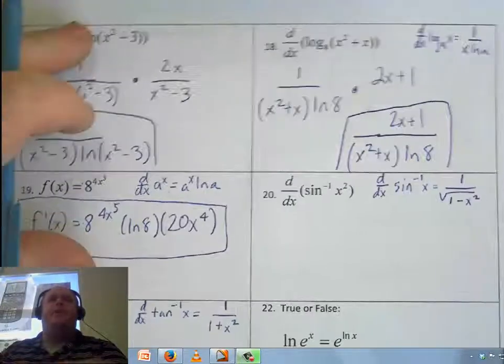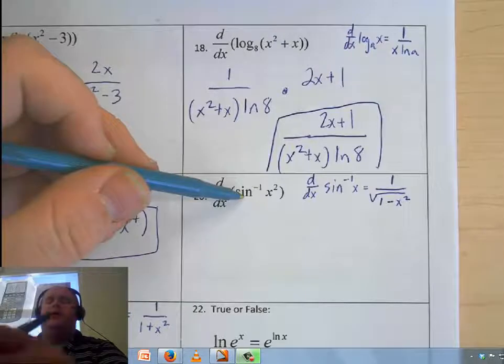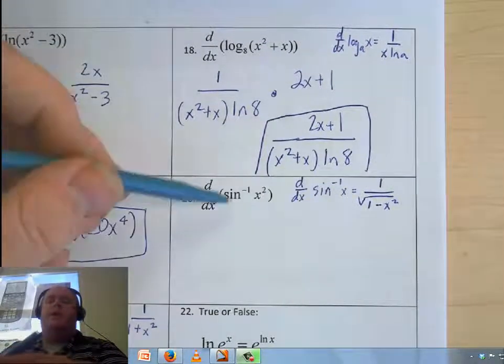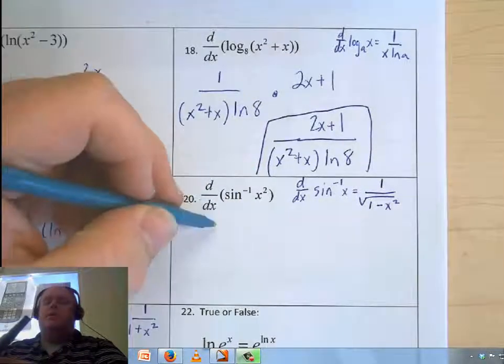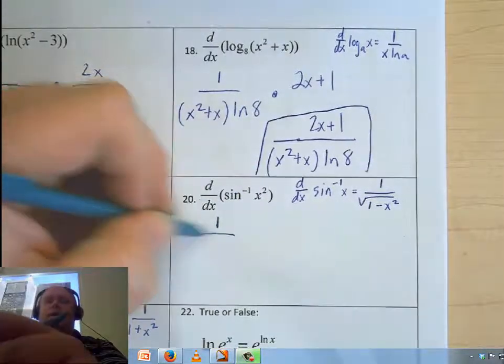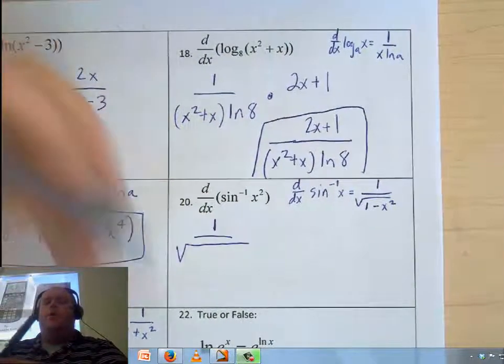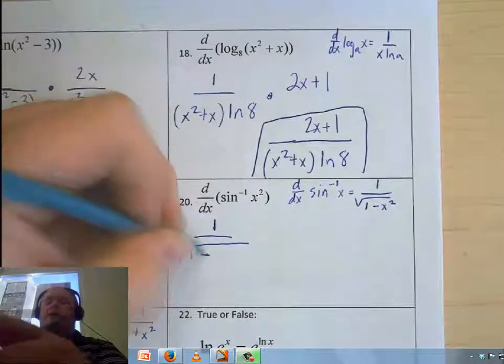All right? Number 20 says, what's the derivative of the inverse sine of x squared? So here's the parent derivative. If I want to take this derivative, it's going to be pretty much the same thing, except a couple changes. So the 1 on top stays the same. The square root stays the same. The 1 inside stays the same. The minus stays the same.